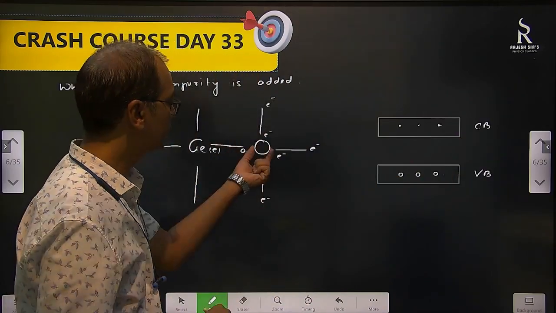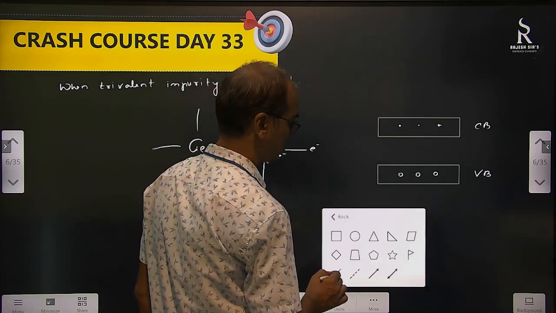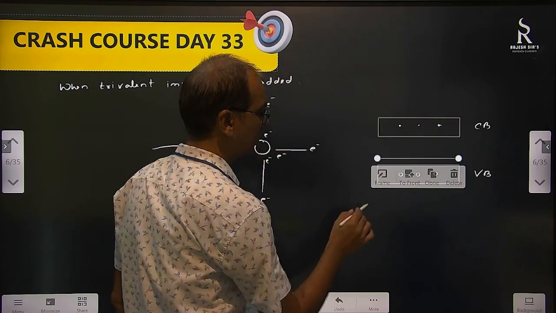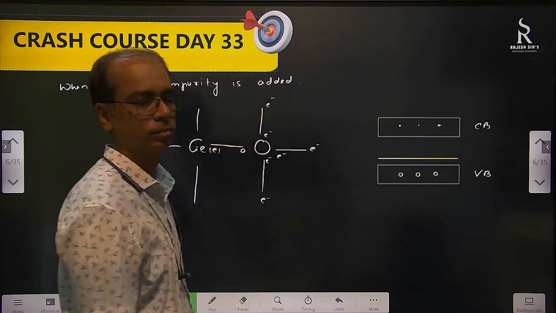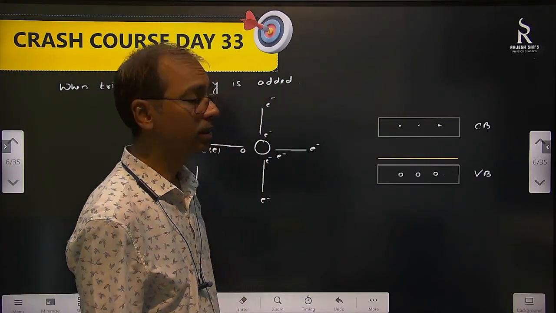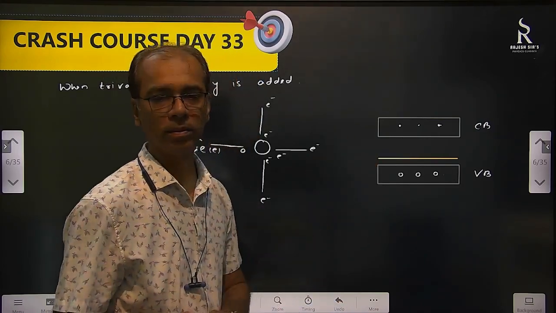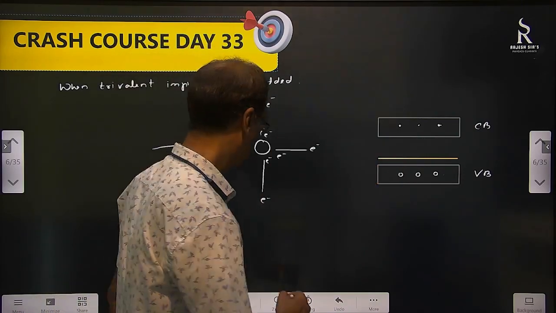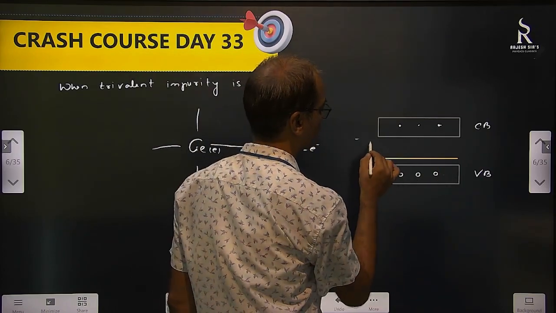Then where is this trivalent impurity? The trivalent impurity is here. This is the energy level of the trivalent impurity. Now what happens in this? Where are the holes actually? Holes are here only. This is the energy level of the impurity. What we call this is an acceptor impurity.